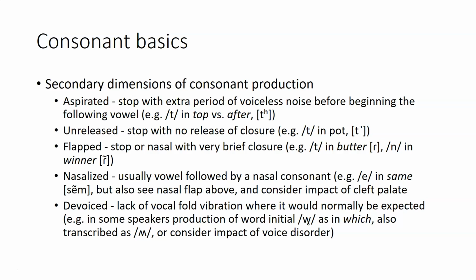Stop consonants are sometimes aspirated, providing an extra period of noise before beginning the following vowel. This is generally found in English in voiceless stops before a stressed vowel, so the T in top versus the T in after. Unreleased stops are stops where a closure is made, but that closure is not released. That necessarily would be for a stop that's in a final position, because if you have more speech to say, you're going to have to release that stop. But in something like pot, you can produce that without releasing the T sound at the end.